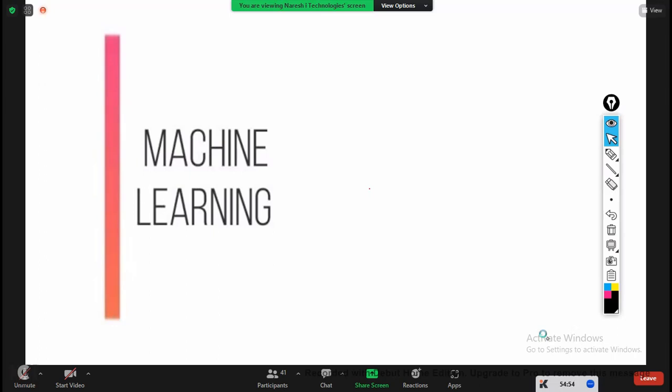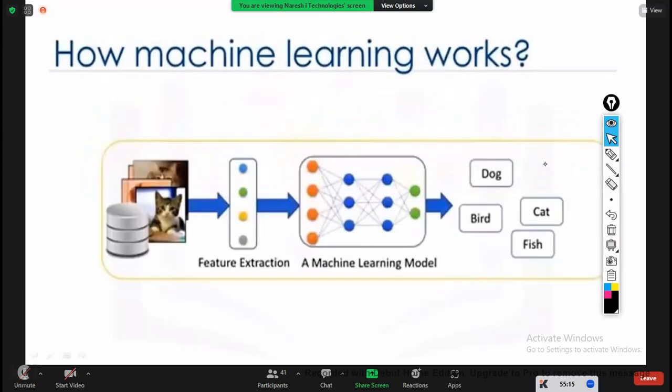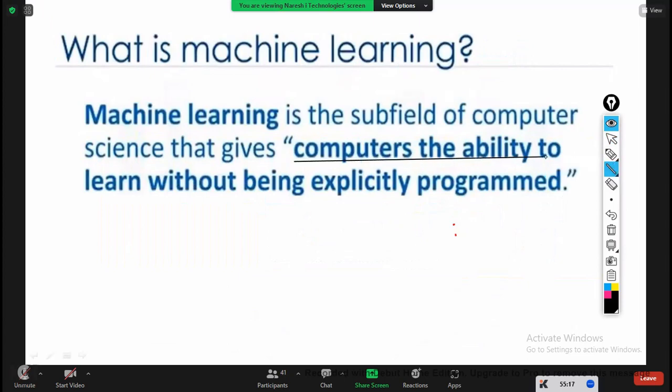Okay. Now let's start with the first one, introduction to machine learning. In today's class, we'll just see the introduction: what is machine learning and how it works, and what is the difference between normal learning versus machine learning. Now, machine learning is a subfield of computer science where the computer's ability to learn without being explicitly programmed is called machine learning.